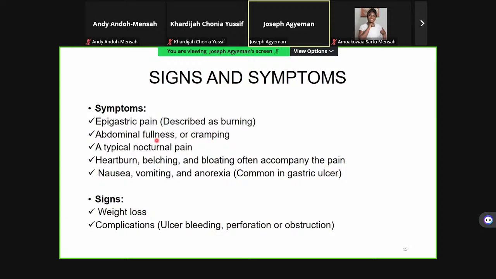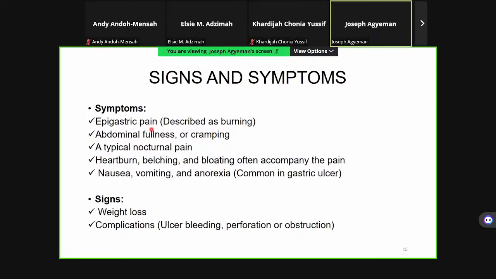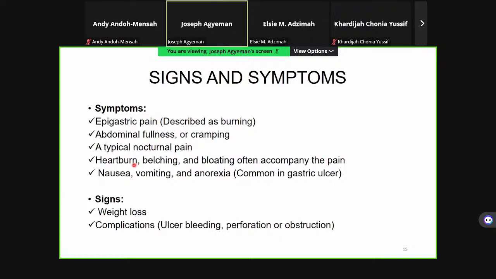What are the general signs and symptoms? The subjective data. So the symptoms, the sufferer may feel epigastric pain. So pain that is found within the epigastric region, abdominal fullness, or at times the feeling of cramps. And normally the pattern of the pain, it's worse at night. Then issues with heartburn. So normally you get regurgitations, acid secretions into the esophagus. Then you get heartburn. That is GERD.